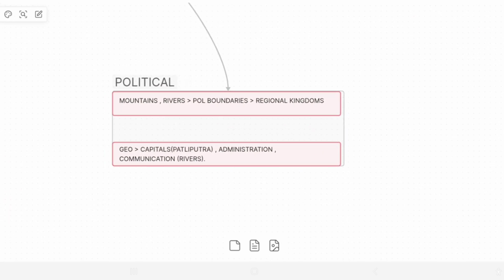Mountains and rivers created natural political boundaries and regional kingdoms. Capitals like Patliputra located strategically near rivers for administration and communication.